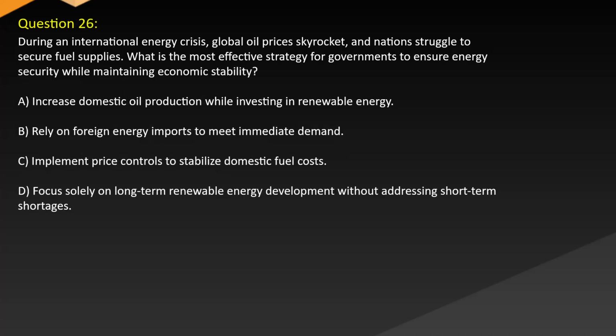Question 26. During an international energy crisis, global oil prices skyrocket and nations struggle to secure fuel supplies. What is the most effective strategy for governments to ensure energy security while maintaining economic stability? A. Increase domestic oil production while investing in renewable energy. B. Rely on foreign energy imports to meet immediate demand. C. Implement price controls to stabilize domestic fuel costs. D. Focus solely on long-term renewable energy development without addressing short-term shortages.